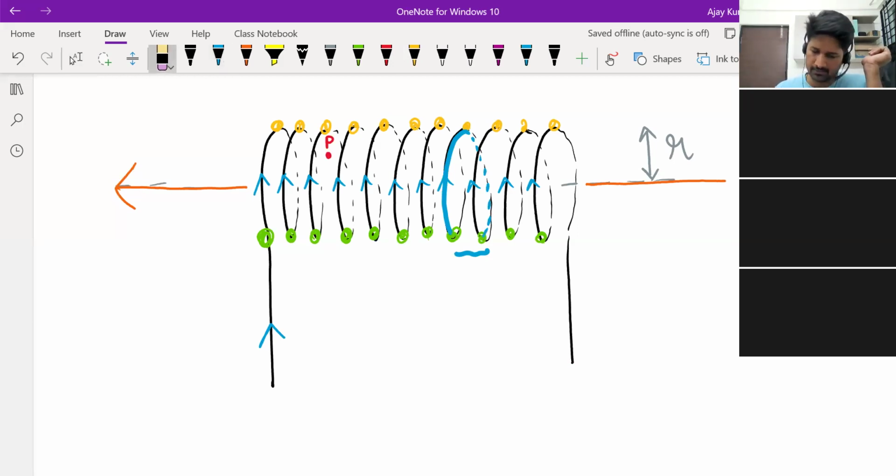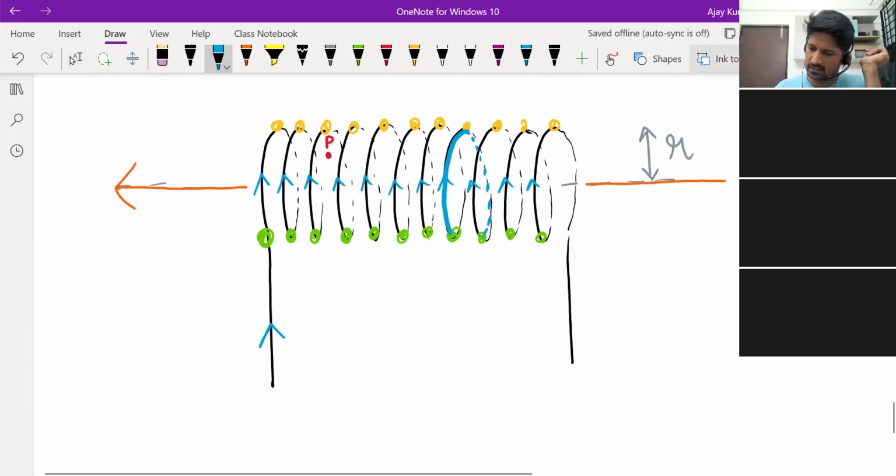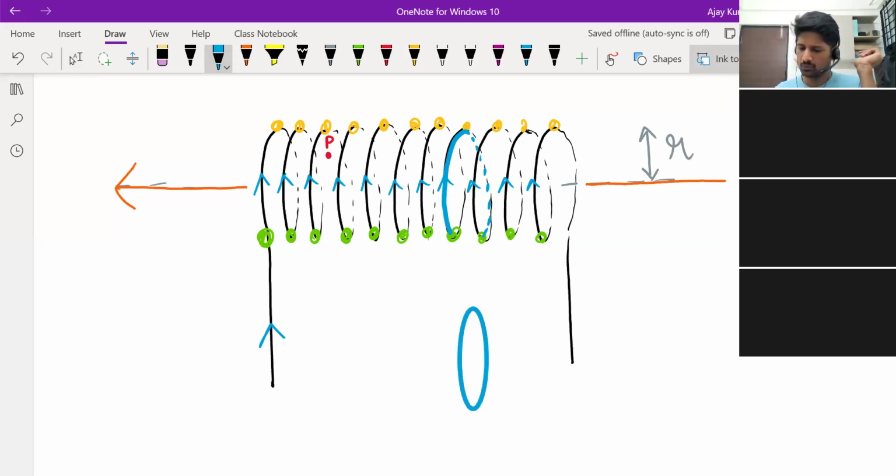So that blue turn that I have highlighted is actually like this. It's a loop of current, half of it in front of your screen and half of it behind the screen. And in that loop, how is the current flowing? Current is flowing upward in front of the screen. It's flowing like this. And the point P is not on the axis of that loop. This is the axis of that loop. Point P is somewhere here, the way we have taken it.